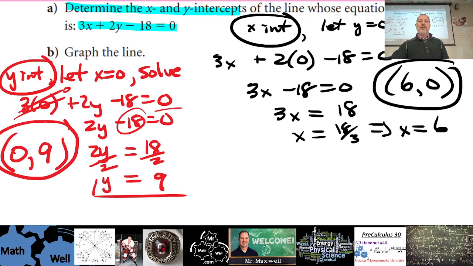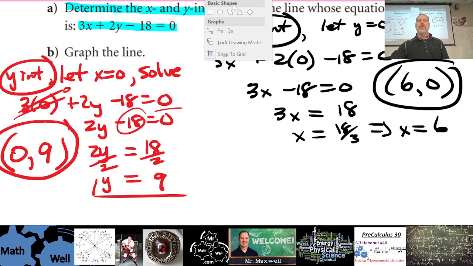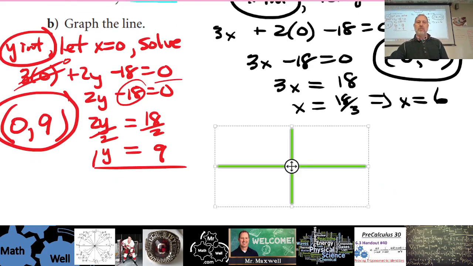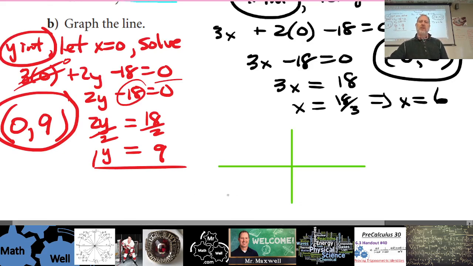So now that I have the intercepts, it's actually really easy to graph. I'm just going to make a little XY coordinate there. Two points I'm going to put on there, and they're easy. (6, 0). So I'm going to go 1, 2, 3, 4, 5, 6. I'm going to put that point right there. And I got to go up 9. So I'll make these a little smaller. 1, 2, 3, 4, 5, 6, 7, 8, 9. There's my 9 right there.